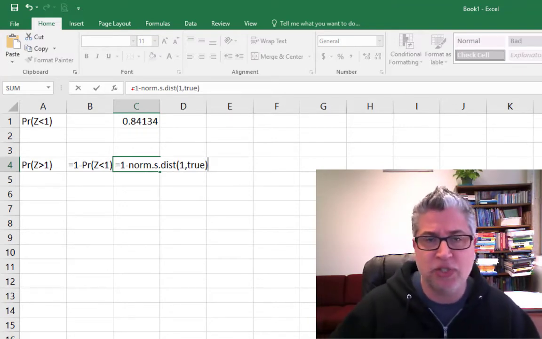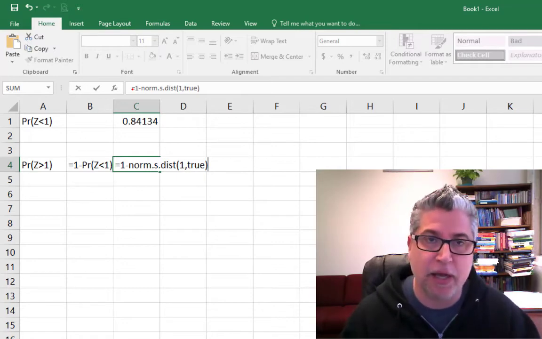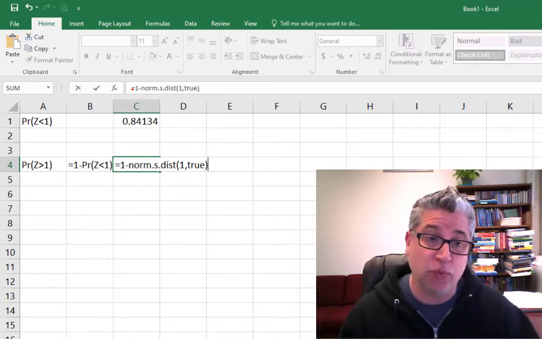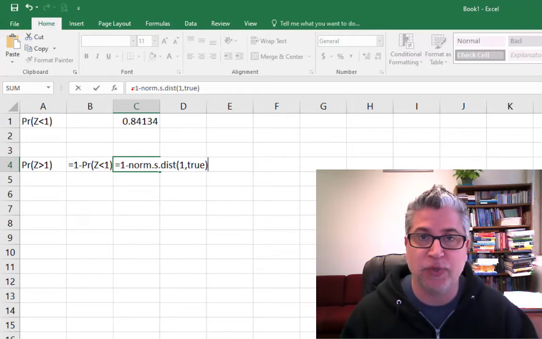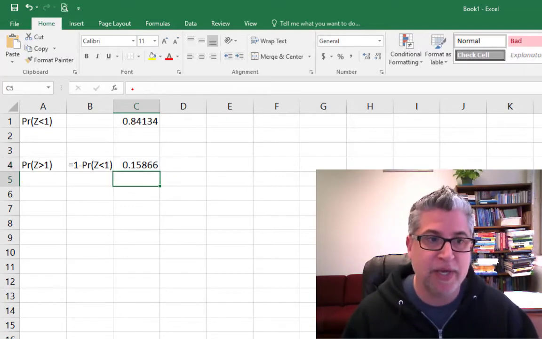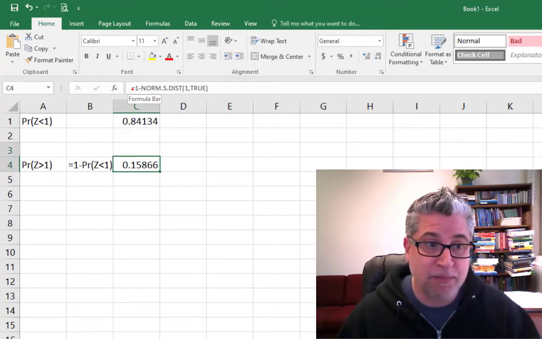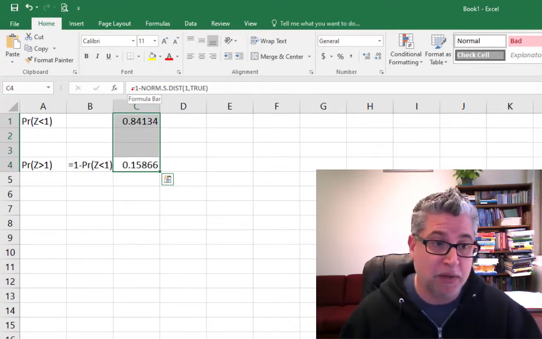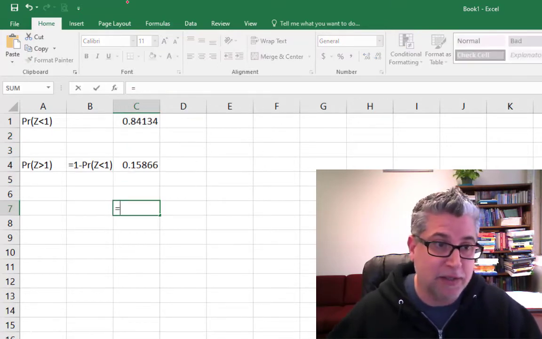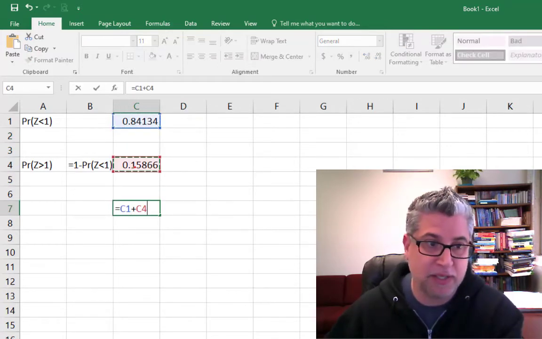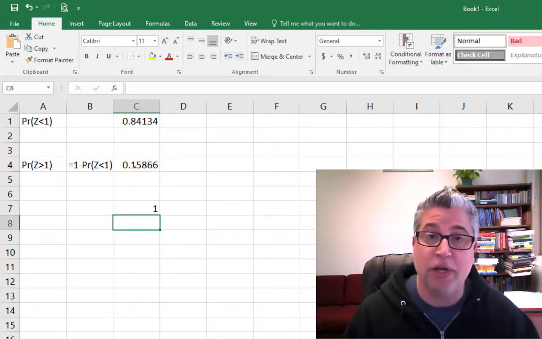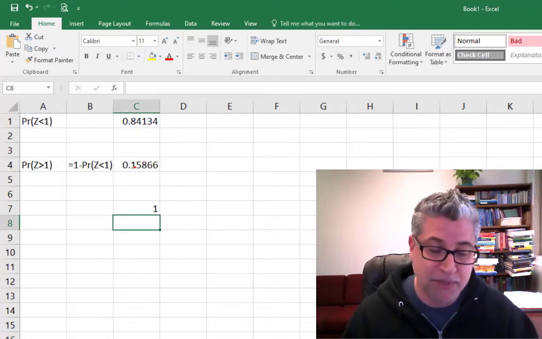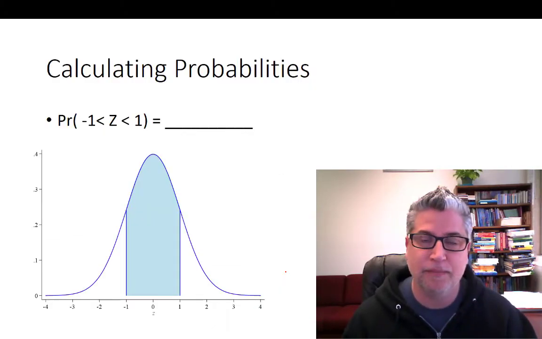In other words, we don't want just the height of the normal distribution. We want the area to the left. That's what true tells you. So we hit enter, and we get 15%. And 15% and 84% should add up to 100%. And I promise, it does. This plus this equals our 100%. It was pretty easy. Let's do another.